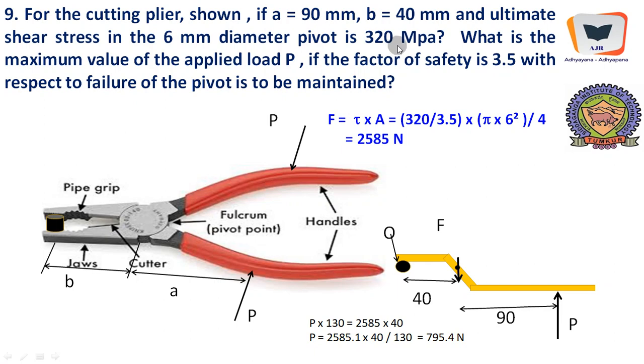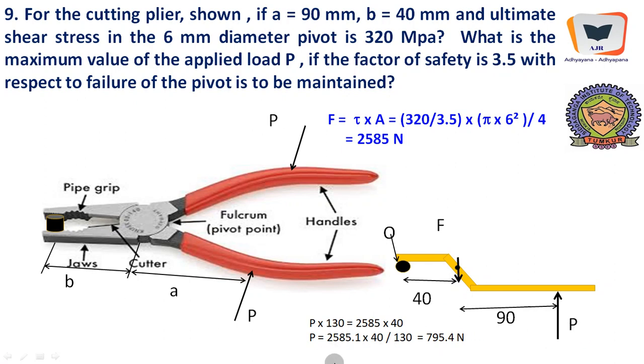Therefore we cannot take ultimate shear stress directly. Factor of safety is also given. Therefore we divide ultimate shear stress by factor of safety in order to obtain working shear stress. It is working shear stress into area of cross section of the needle or of the pivot or of the stud which is subjected to shear. So the force that will act on this small needle which is somewhere over here is 2585 Newton.